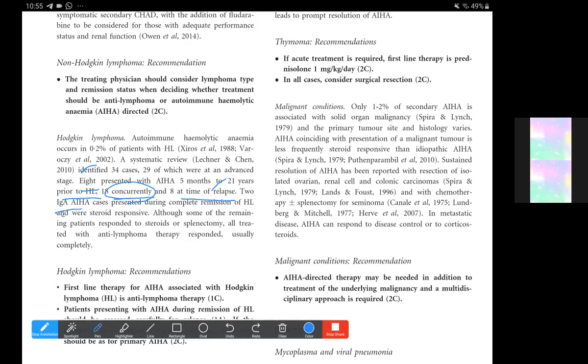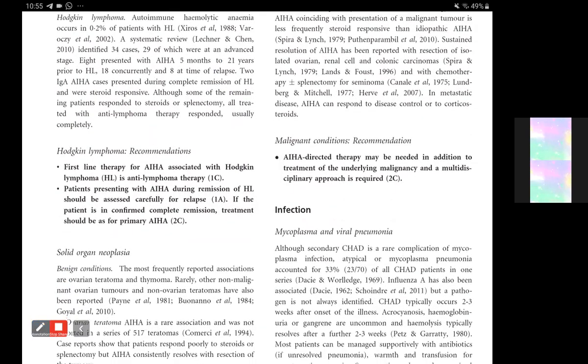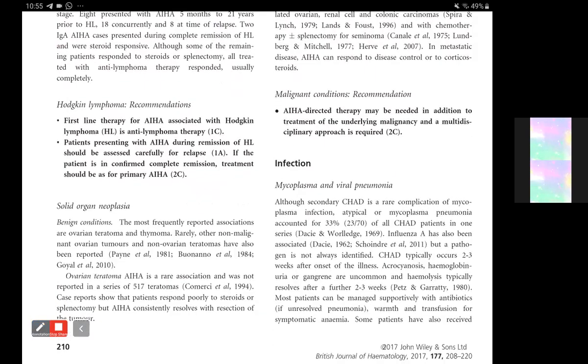And of these, the IgA autoimmune hemolytic anemia presented during complete remission of Hodgkin's lymphoma, and even this IgA type was steroid responsive. Although some of the remaining patients responded to steroid or splenectomy, all treated with anti-lymphoma therapy responded well. So in this case, mostly we go along with the anti-lymphoma therapy. The first line for Hodgkin's lymphoma is the anti-lymphoma therapy.